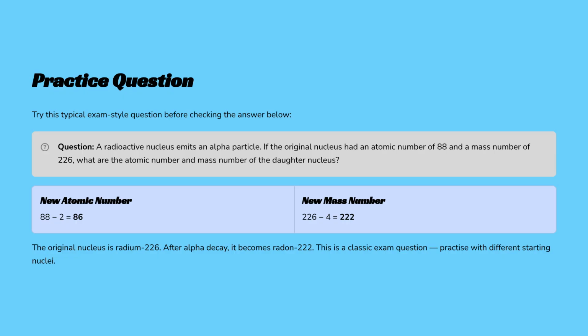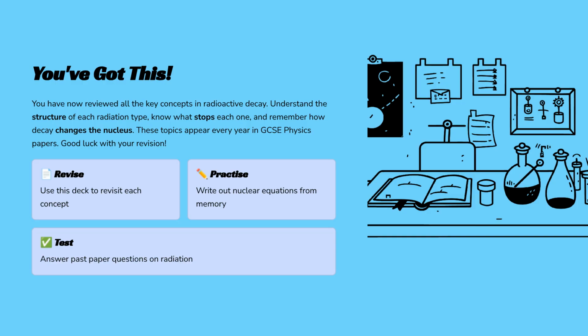Let's test your knowledge. Given a starting atomic number of 88 and mass number of 226, if it undergoes alpha decay, we subtract 2 from the atomic number and 4 from the mass number. This leaves us with an atomic number of 86 and a mass number of 222. You are ready for the exam.